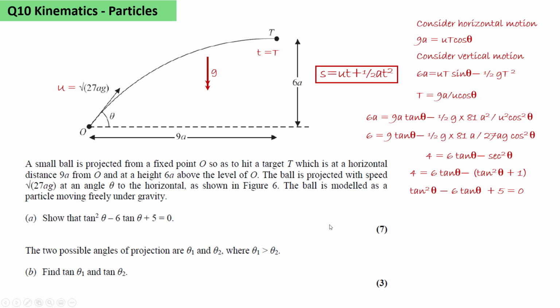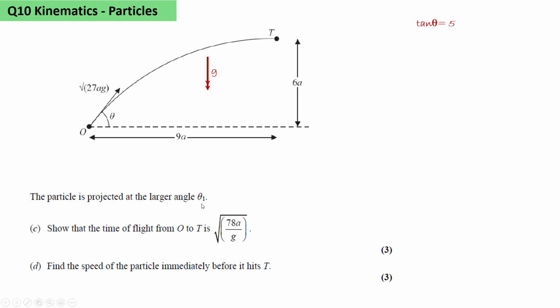We're told there are two possible angles where theta 1 is greater than theta 2. When we factorise this quadratic, we can see that we have tan theta 1 equal to 5 and tan theta 2 equal to 1 as the two solutions. We're told the particle is projected at the larger angle theta 1, so tan theta is 5, and we've got to show the time of flight is the square root of 78a divided by g.